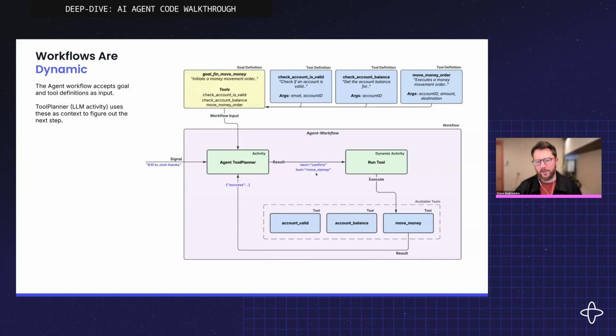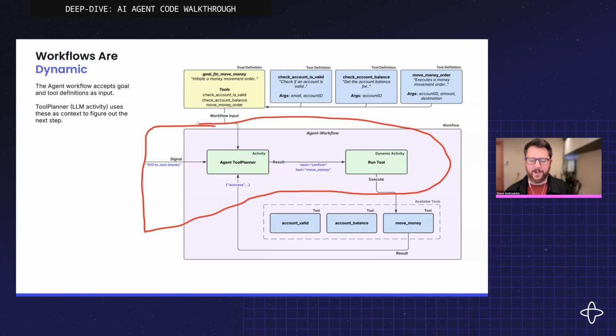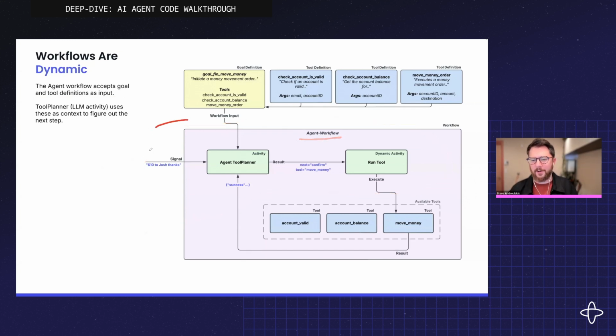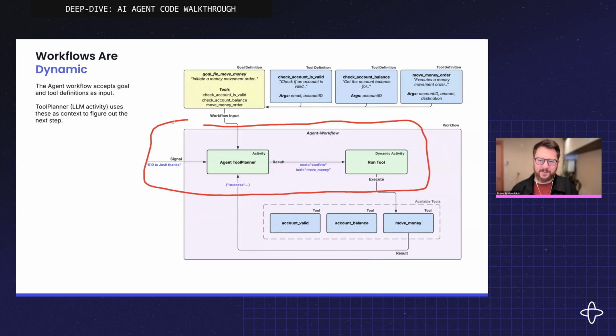The agent workflow is dynamic. And what I mean by that is it accepts goal definitions and it accepts tool definitions as input. The workflow code itself, the code you've been looking at, doesn't actually have any concept of what goal or tools it should run. It's a completely generic agent. I could have fed it any goal or any tools. And I think that's actually a massive strength.